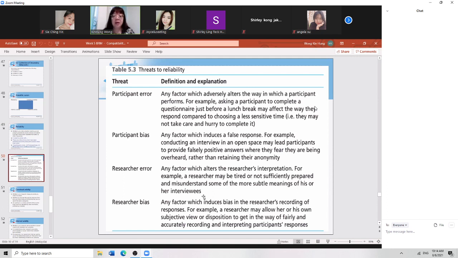Okay, researcher bias. The researcher himself or herself also has certain bias, like every one of us. When you have that bias, the way you record and the way you interpret is according to your bias already. So a researcher may allow his or her own subjective view or disposition to get in the way of fairly and accurately recording and interpreting participant responses.